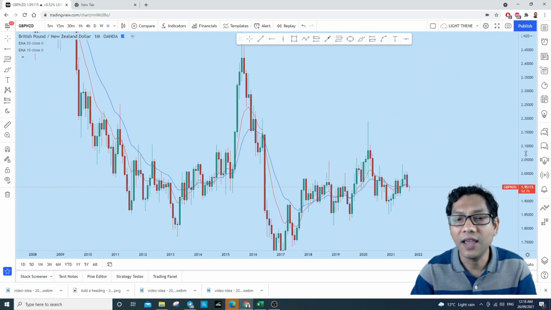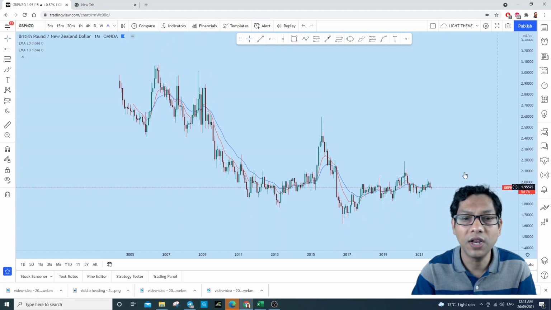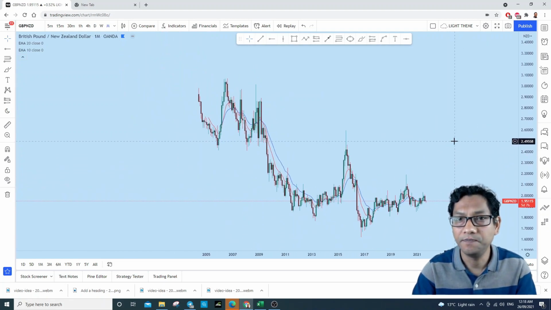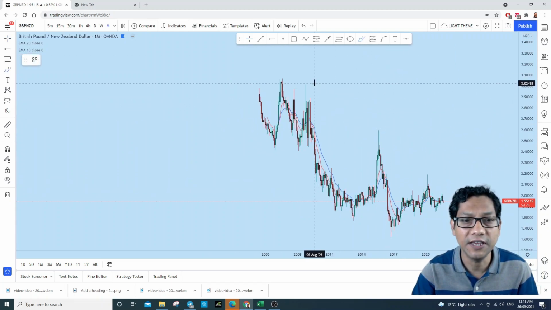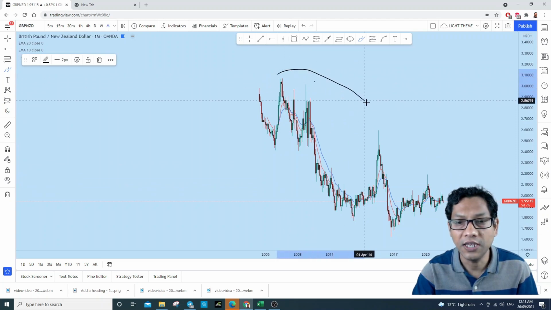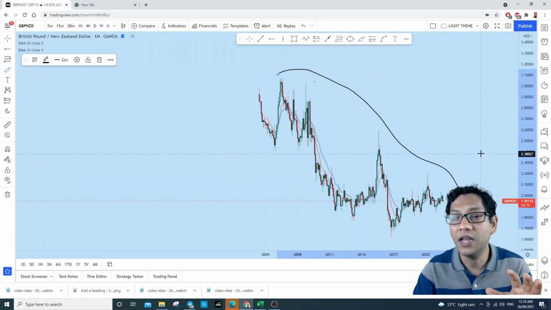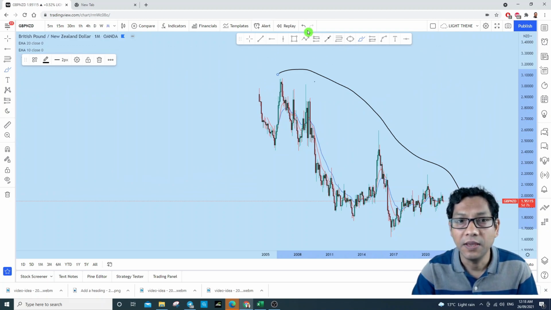So on the monthly time frame, GBPNZD, if you look at the bigger picture, what we see is that GBPNZD is historically in a downtrend. So look at this here. From here, what do we see? That it is a complete downtrending market on the bigger picture.